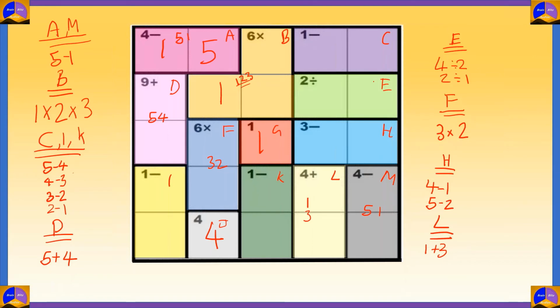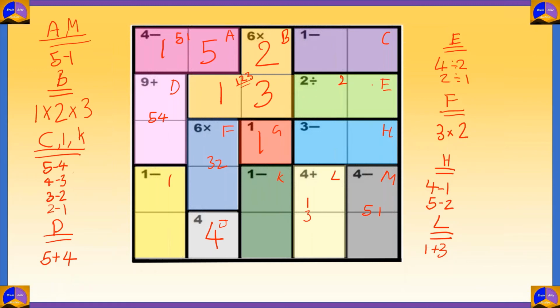In cage E, the options are 4 divided by 2 and 2 divided by 1. Now, in both of these options, there is a 2. So 2 will of course come in this cage. So that means that 2 will not come over here as then it would be a repeat of 2 in the same row. So here it will be a 3 and here a 2.